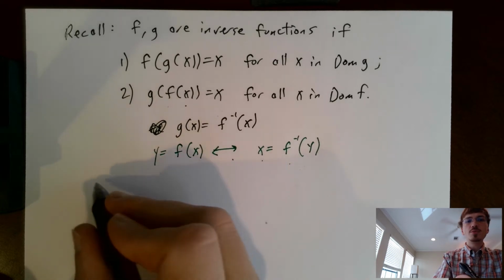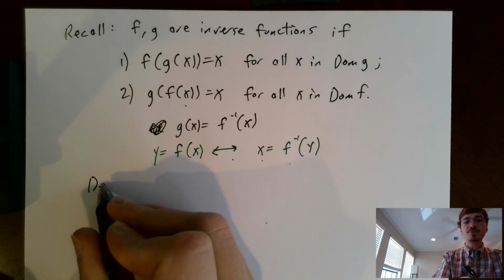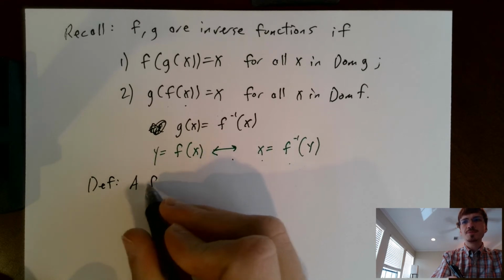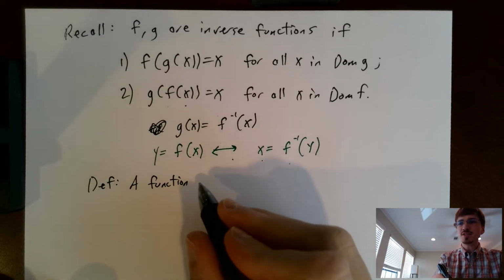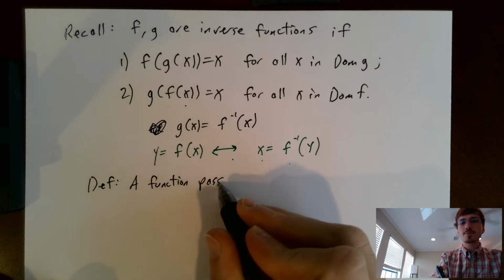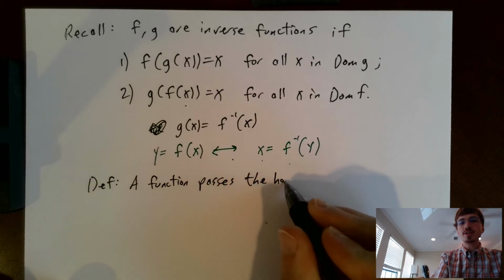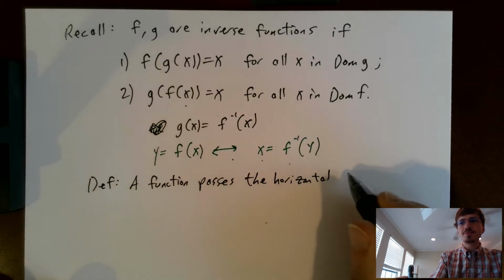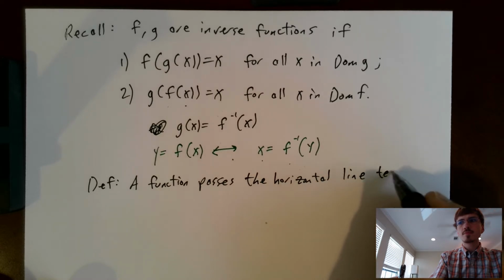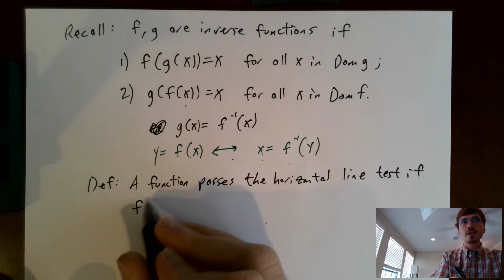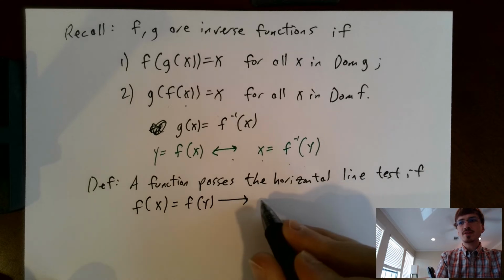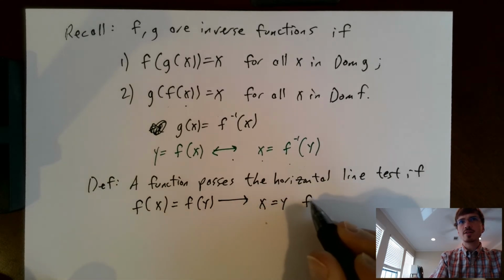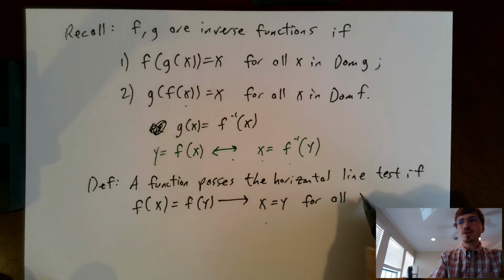Let's recall when a function has an inverse function. When do we have an inverse function? We need to have that notion of a horizontal line test, if you recall from pre-calculus. It passes the horizontal line test if, whenever f of x equals f of y, we must necessarily have that x is equal to y for all values of x and y in the domain of f.